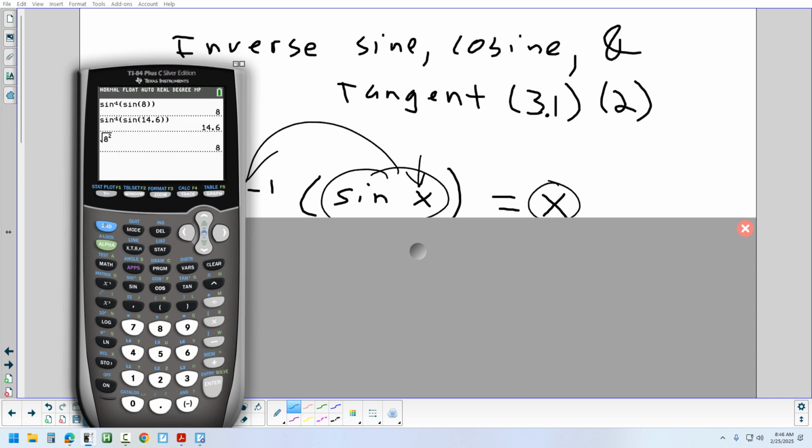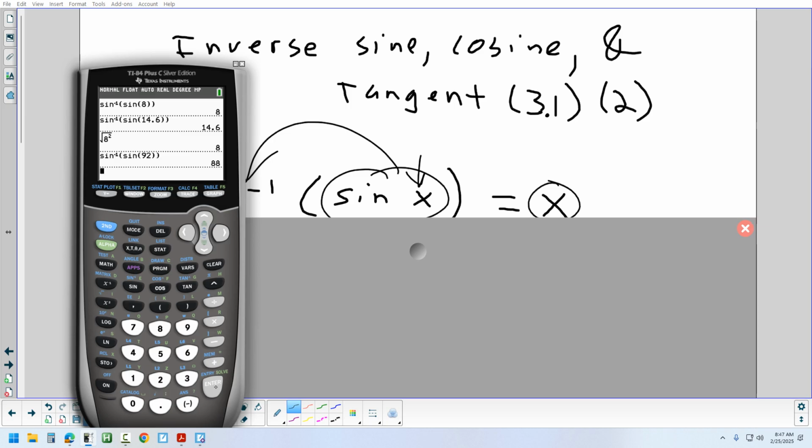Let's try this one. The inverse sine of the sine of 92. Okay, based on the first two that I did, what do you think I should get? 92. Okay, you'd think I would get 92, right? Because we saw that's what happens with these first two, but we don't quite get 92. We get 88. So we didn't get back the same thing.